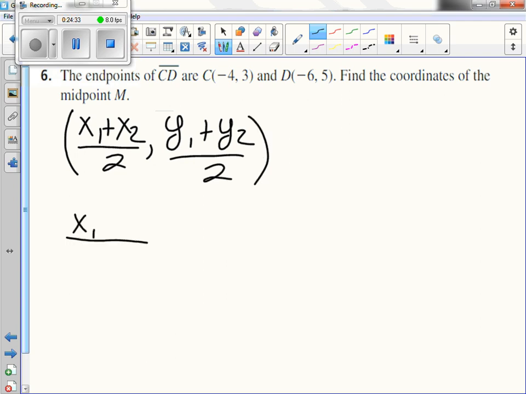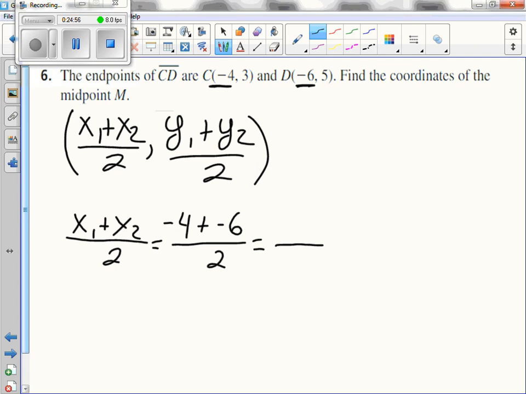So for the x's, we're going to add our x values together, x1 plus x2 over 2. Our x values are negative 4 and negative 6. So we're going to do negative 4 plus negative 6 over 2. And again, when we add negatives together, if you struggle with them, go on and plug that into a calculator, see what it is. But we're going to add them. So negative 4 plus negative 6, or negative 4 minus 6, will give us negative 10. Now negative 10 divided by 2 is negative 5. So the x value of the midpoint is negative 5.